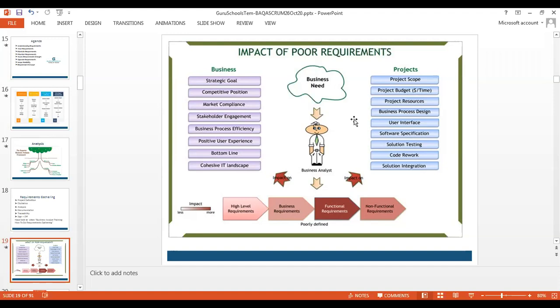Because business comes to you with a strategic goal, a competitive position, market compliance. We also engage stakeholders at a very high level as a BA. We also build business process efficiency. We improve efficiency and positive user experience. We talk to users. We talk to clients on a day-to-day basis. We are the bottom line in terms of understanding the business or the need. That was the scope of the overall project, the vision of the project or product. And then we are cohesive in IT.